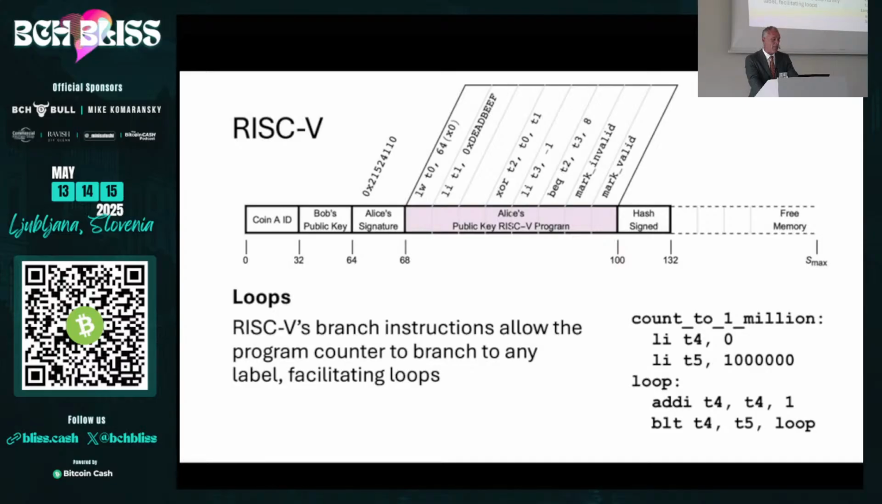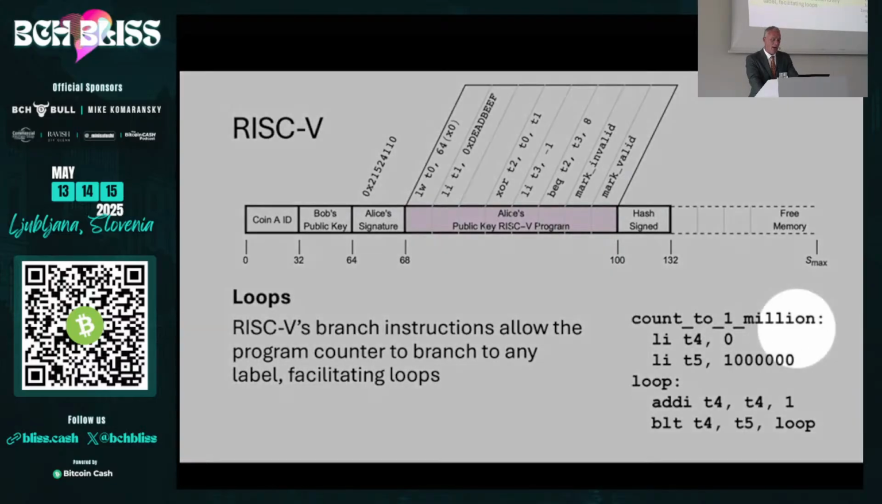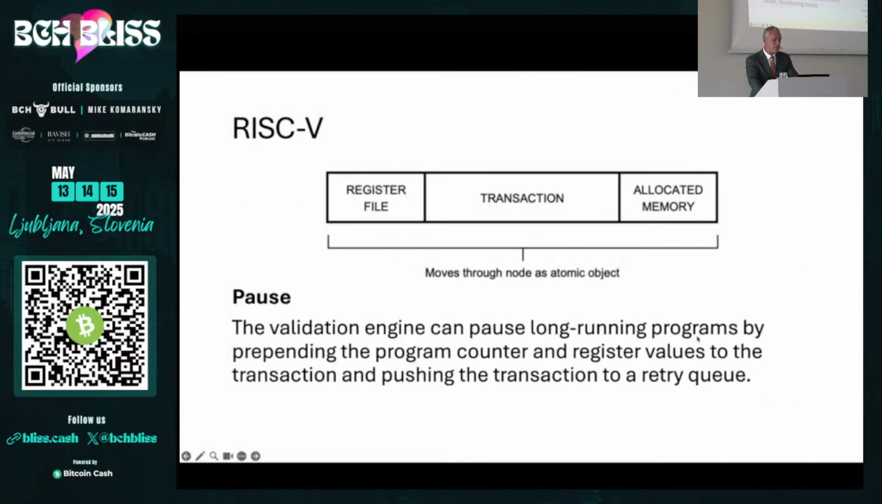RISC-V is Turing complete, so it does loops. So here's a simple example of counting to 1,000,000 in RISC-V. Because it can do loops, there's the halting problem. We don't know in general whether a program will ever stop. So we need a way to resolve that. So the mechanism here is called pause. If the transaction validation engine thinks a program is taking too long, it can just pause it, and it does that by basically stopping the clock to the RISC-V machine.